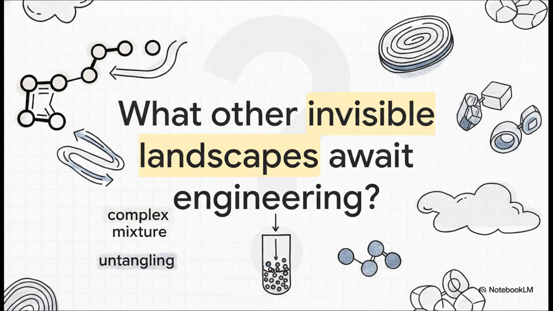So I'll leave you with this thought. We just saw how simply tweaking a microscopic molecular chain on a surface can completely reverse the physical outcome of a chemical test. If we have the power to manipulate matter at this level, to untangle the most complex invisible mixtures, what other invisible landscapes are out there, just waiting to be engineered?